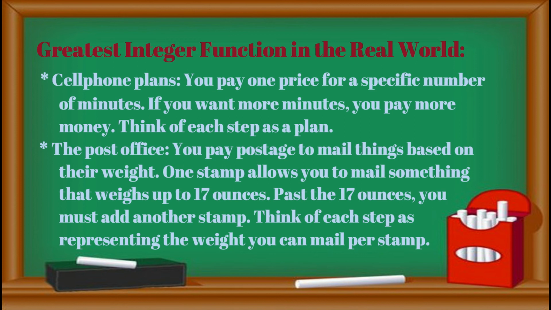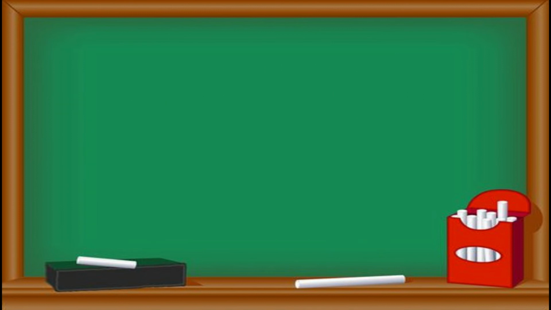Another example is the post office. You pay postage to mail things based on their weight. One stamp allows you to mail something that weighs up to 17 ounces. Past the 17 ounces, you must add another stamp. Think of each step as representing the weight you can mail per stamp.